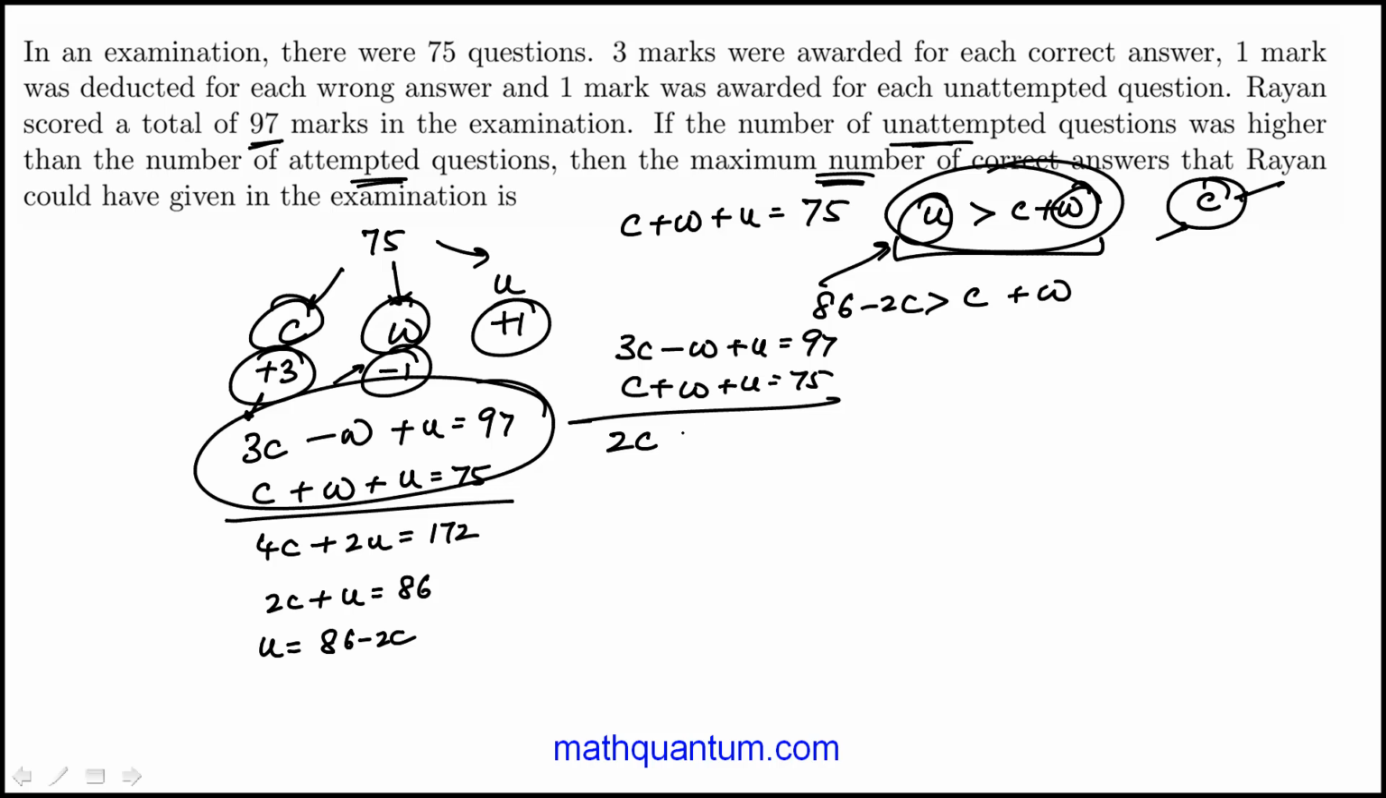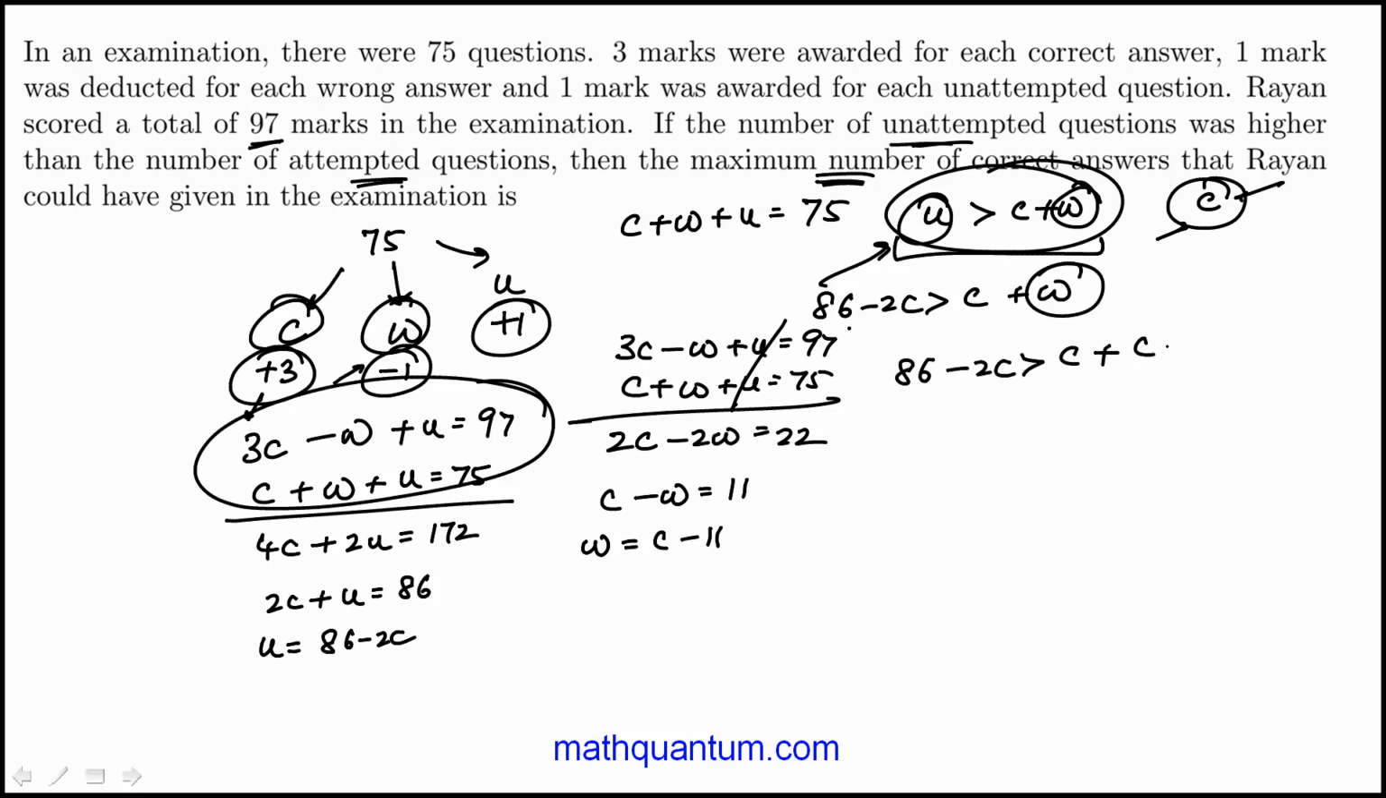Because the subtraction would get rid of U. So we get 2C minus 2W. U's drop out. This would be 22. C minus W is 11, which means W is C minus 11. Again, we'll substitute that in terms of C. So move this here, move that over there. 97 is greater than 4C. C is less than 97 over 4.